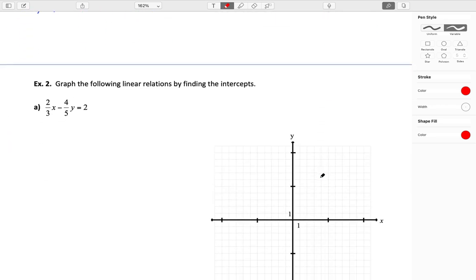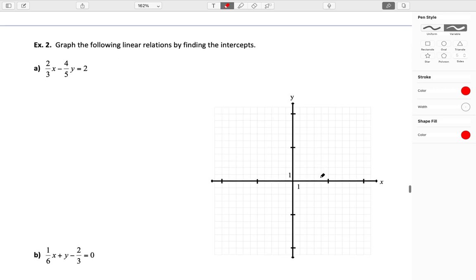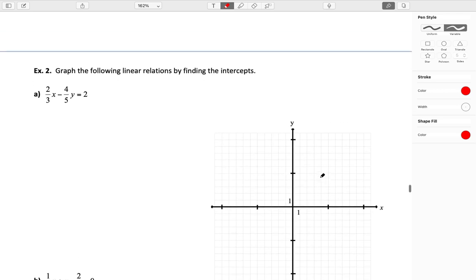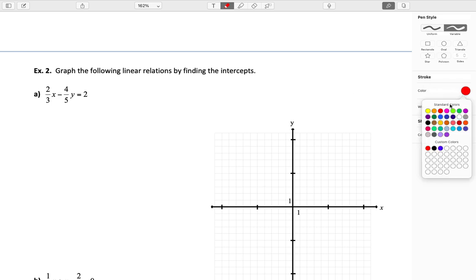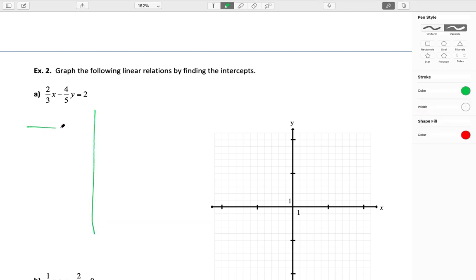Now, what about example 2? For example 2, it's the same thing. This time we're given a fraction. So it's okay if we are given a fraction. All we're doing is plugging in 0 for each variable. So let's try this: x-intercept, y-intercept.